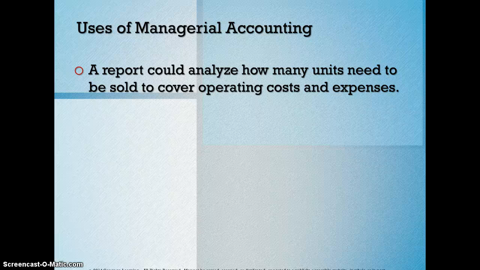It says a report can analyze how many units need to be sold to cover operating costs and expenses. So we could have a target that we say to our sales team, we need to sell X amount. And once we know we hit that X amount, we know that we are now in a profit situation. If we hit anything less than that, then we know that we are actually going to lose money. So we can use this as a barometer to see how we're doing throughout the year. Managerial accounting information can be used for a variety of purposes, not just the ones listed here. And in the remaining chapters, we are going to talk about each one of these in depth.